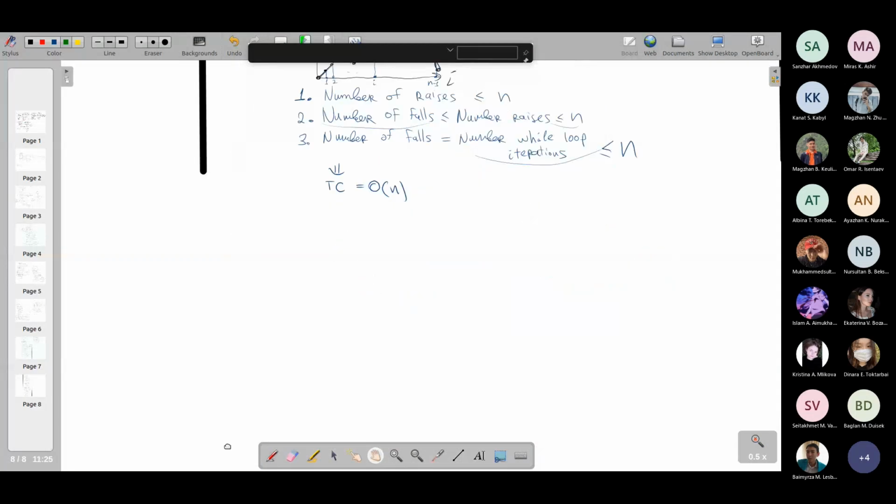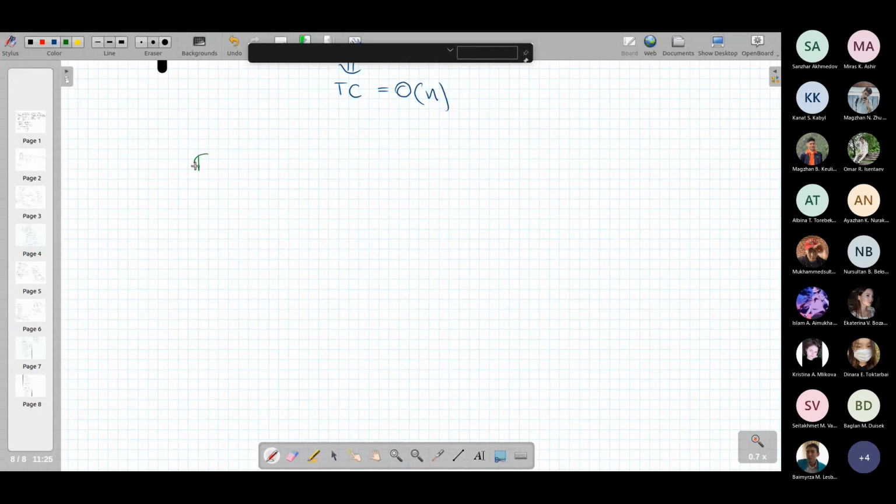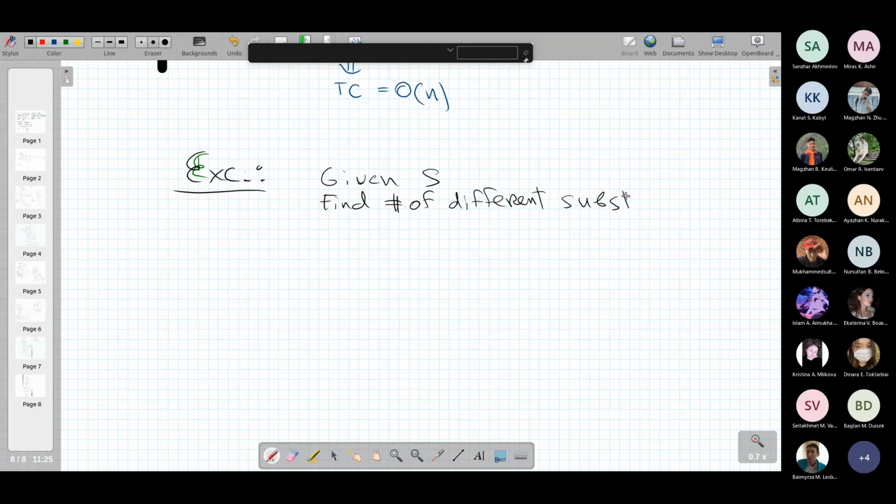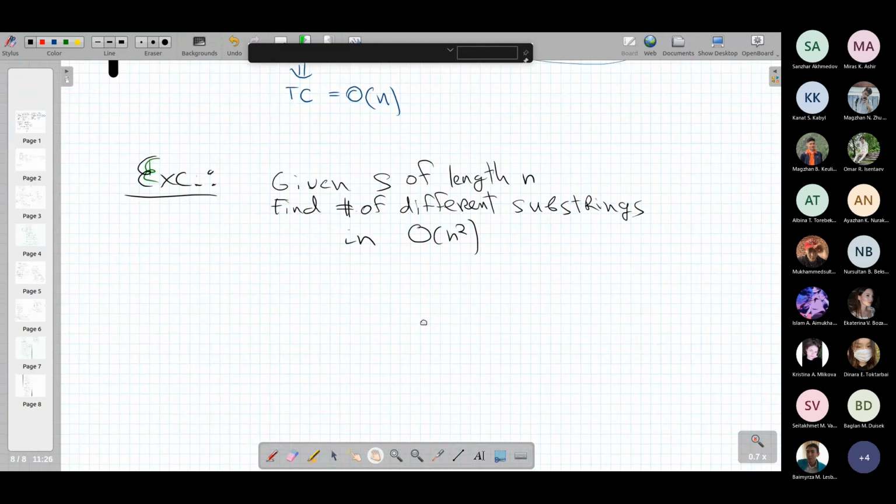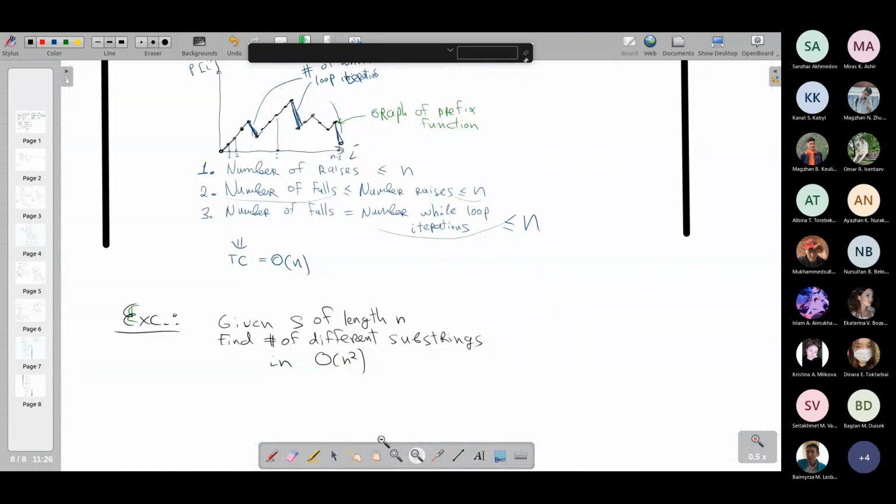I will leave it as an exercise. You can solve this kind of problem. Exercise: given S, find the number of different substrings in big O of n squared time, where n is the length of the string. Okay, this is an exercise.